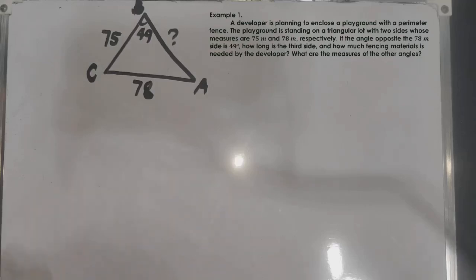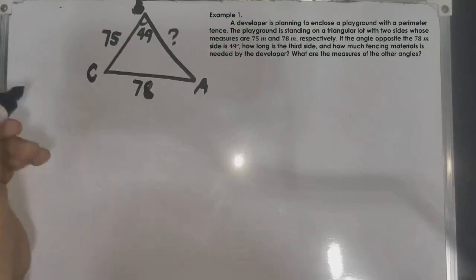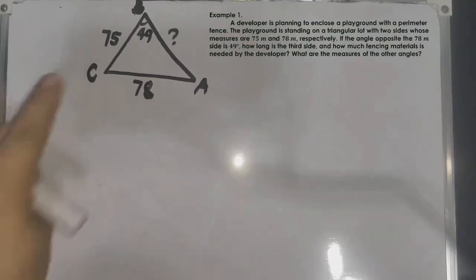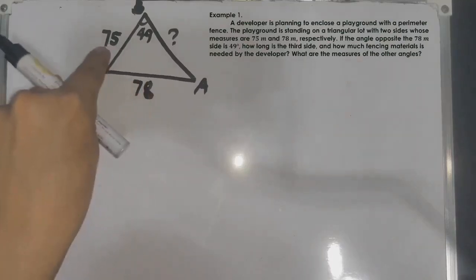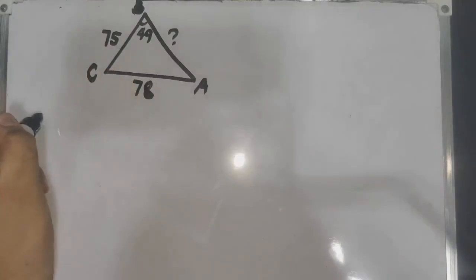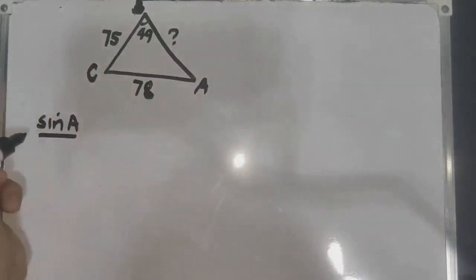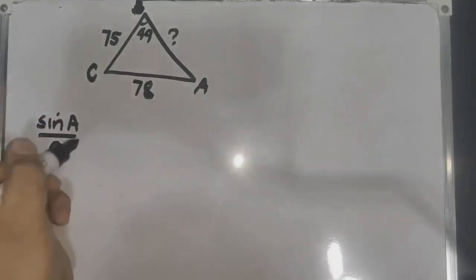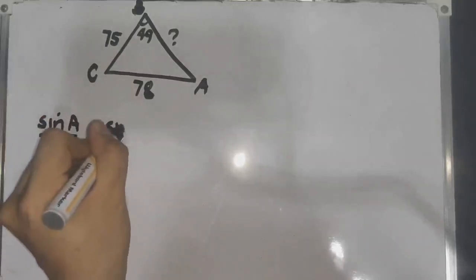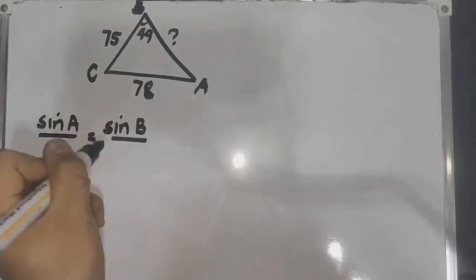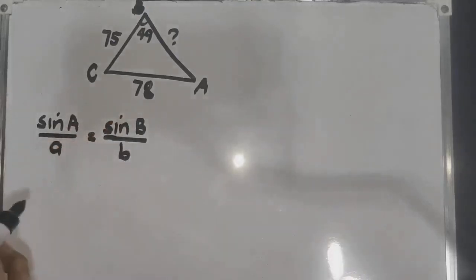So, dito sa ating illustration, ang kompleto natin ay si side B at angle B. So, ang gagamitin natin is sine of B over B. And then, ang meron tayong value na isa is si side A. So, yun yung gagamitin natin. So, sine of angle A over side A is equal to sine of angle B over side B.